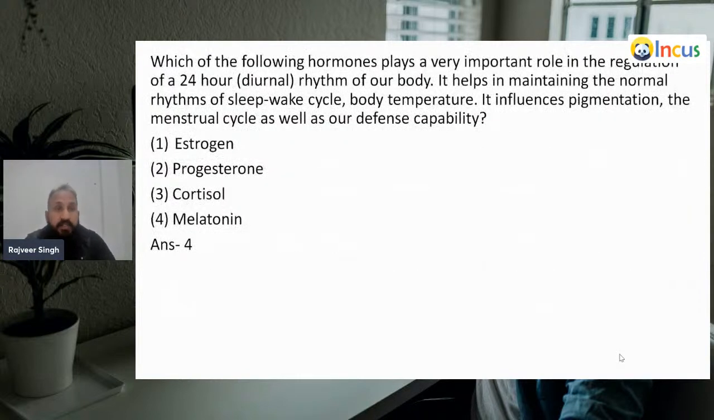The next one. Which of the following hormones plays a very important role in regulation of the 24 hour diurnal rhythm of our body? It helps in maintaining the normal rhythms of sleep-wake cycles and body temperature.